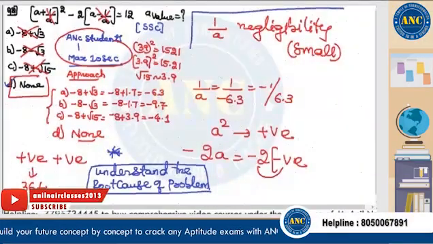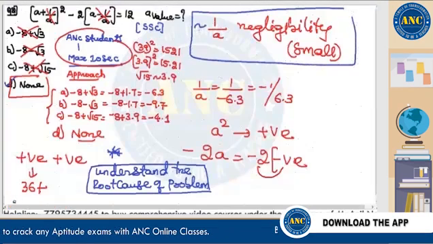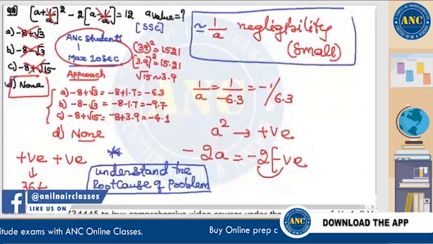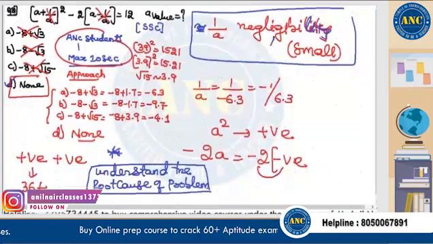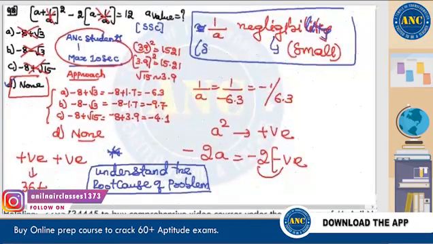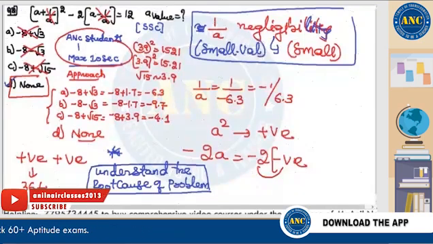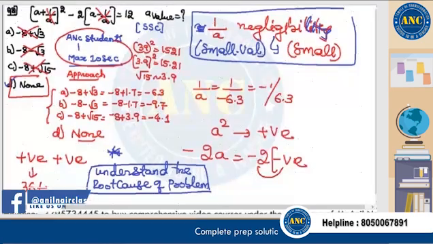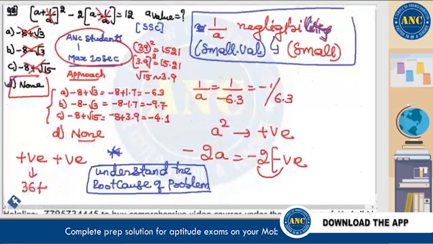1 by A is negligible. I am neglecting this 1 by A, a very small value. It is an extremely small value when compared to A. I hope it is clear. Question number 2, I hope it is clear, right?